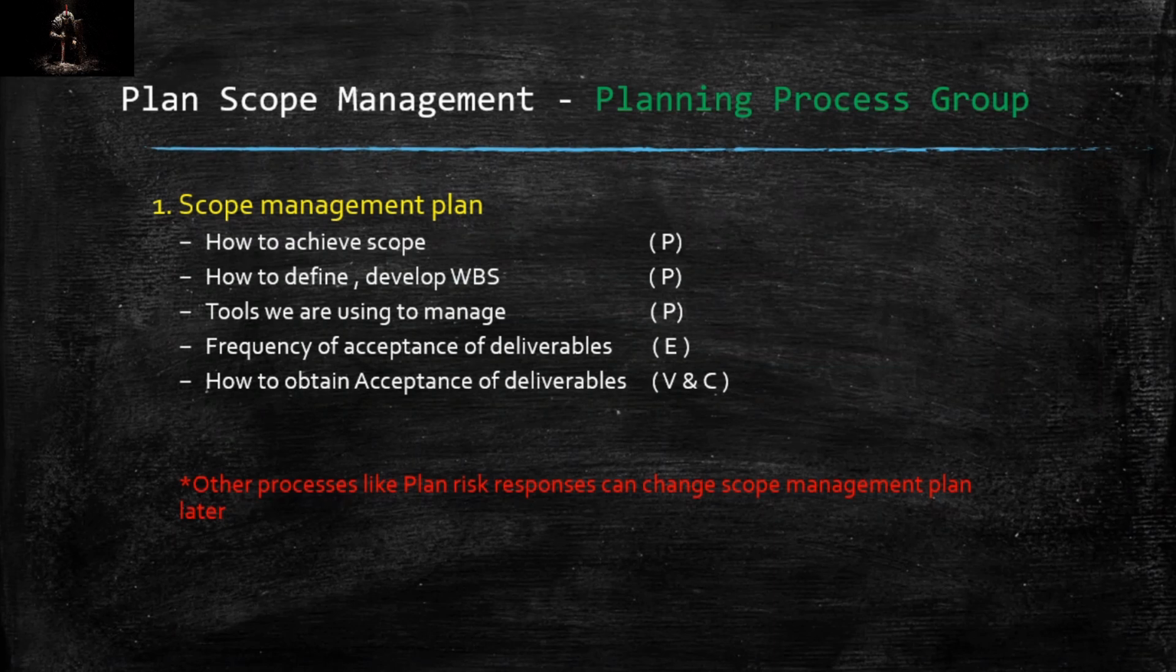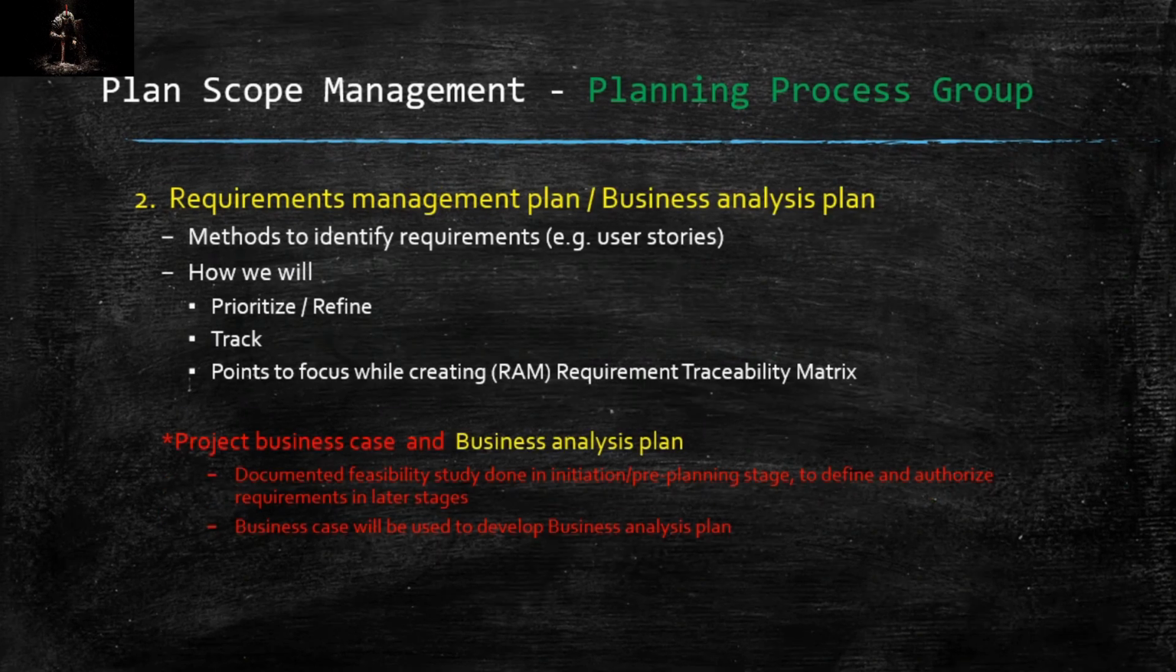While creating the scope management plan, we should also keep in mind that other processes like plan risk responses can change the scope management plan when we plan risk responses. We have seen the first output of plan scope management, which was scope management plan. The second output of plan scope management is requirements management plan or business analysis plan. People often get confused between business case and business analysis plan. One thing we have to keep in mind is requirements management plan and business analysis plan are one and the same. So let's see what it includes.